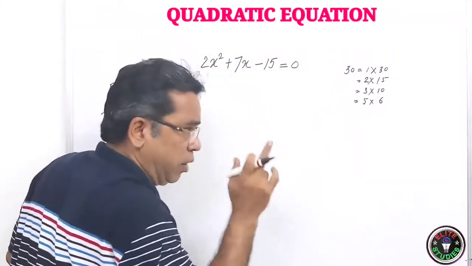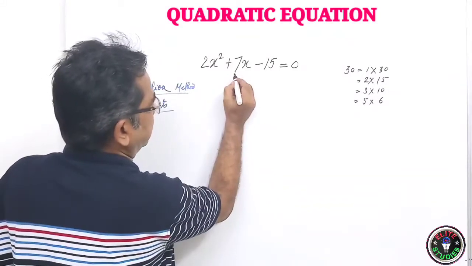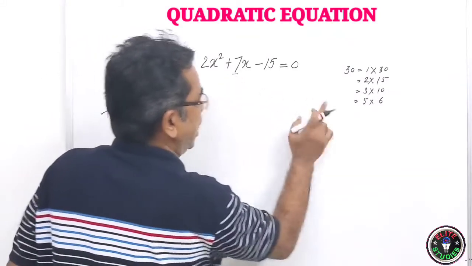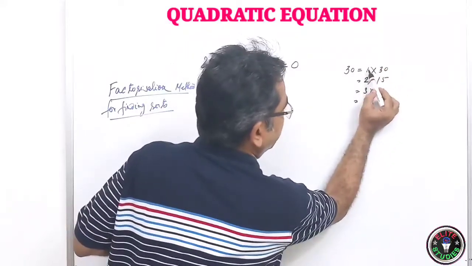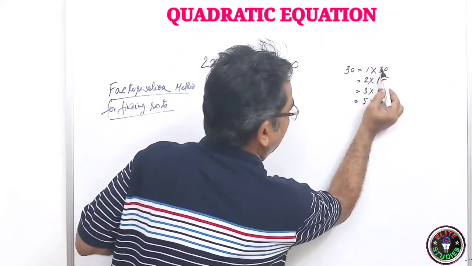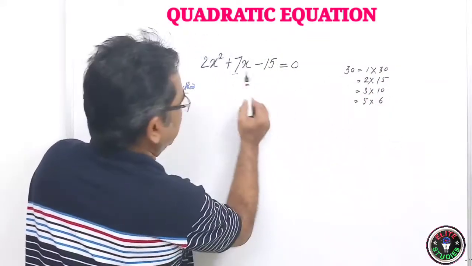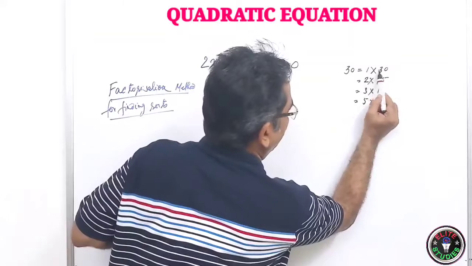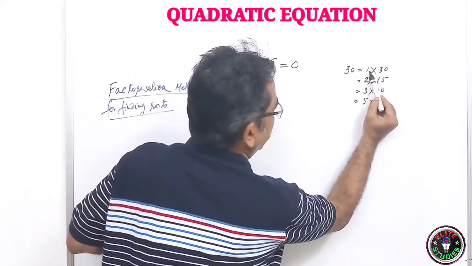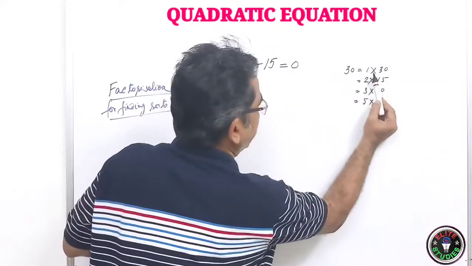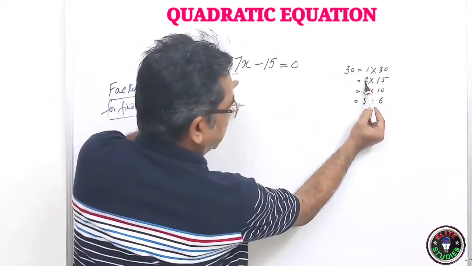Then what you have to do, now you see what is there, it is 7 here. Now you have to either add or subtract to get 7. I will again repeat. You have to add or subtract to get 7. Now you add 30 plus 1, 31. No. 30 minus 1, 29. No. Here 15 plus 2, 17. No.